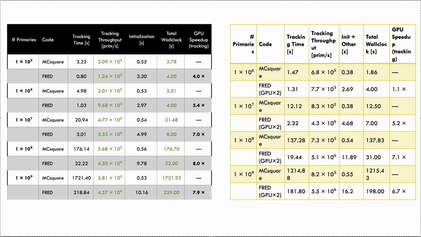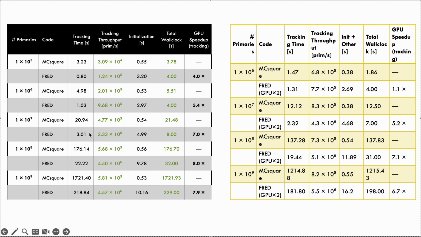The system I have access to has two GPUs, so I tried to simulate the particles using two GPUs as well as one GPU. If you compare this part with Fred, here I have used only one GPU. For example, for 1 million particles, the tracking time Fred takes is 1.3 seconds, and for two GPUs, 1.31 seconds. Let's see how it goes for higher numbers of particles.